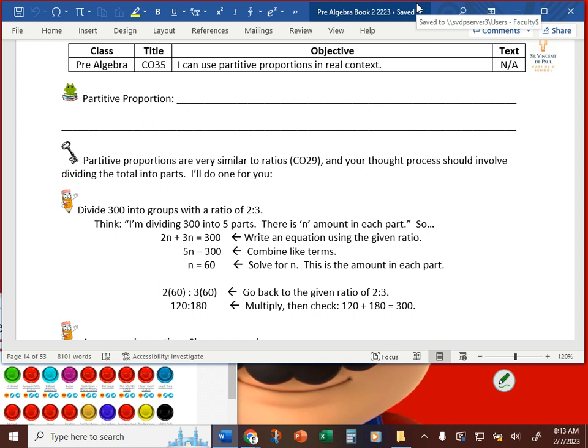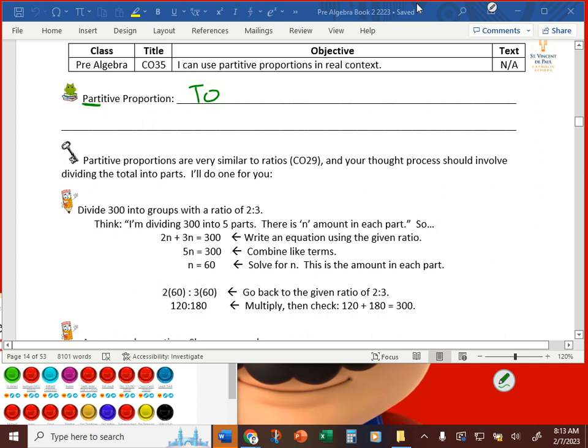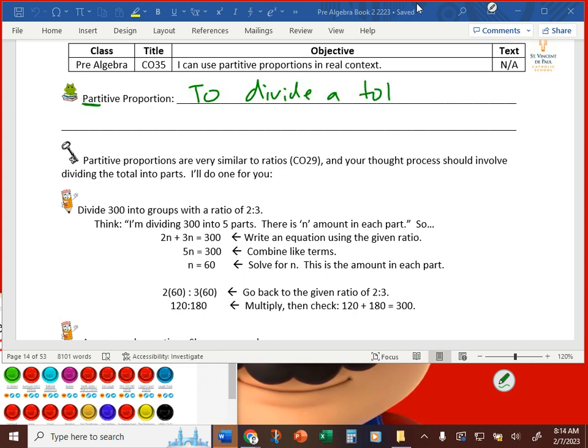Partitive proportions, you see that word parts in there. And so what do you think we use in direct conjunction with partitive proportions? It was on your bell ringer today. What compares a part to a part? Ratios, okay? So a partitive proportion is to divide a value, or divide a total, into parts given a ratio. Divide a total into parts given a ratio.